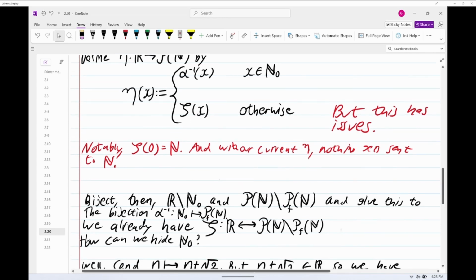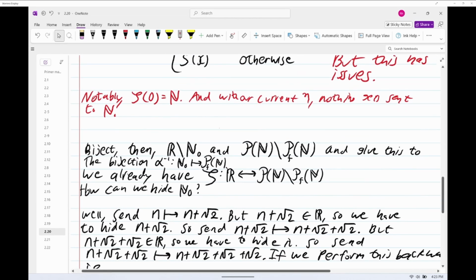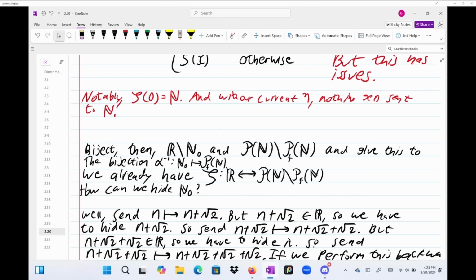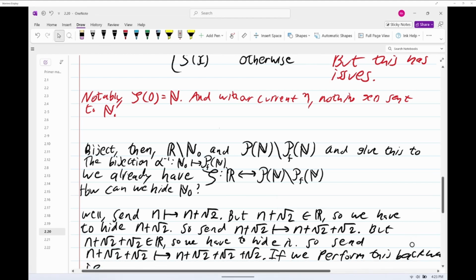How do we hide N naught? Well, if we wanted to put N naught into R, we could send N to N plus the square root of 2. But then N plus the square root of 2 would also be in R, so we have to hide it. So we'll send that to N plus the square root of 2 plus the square root of 2. But that's also a real number, so we have to hide it. So we'll send it to N plus the square root of 2, 3 times.